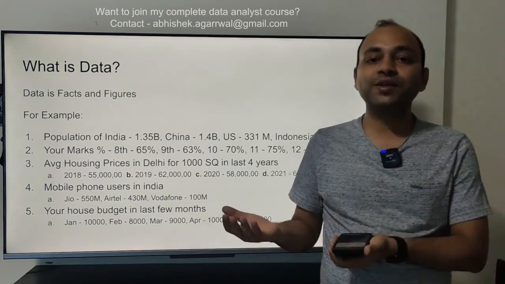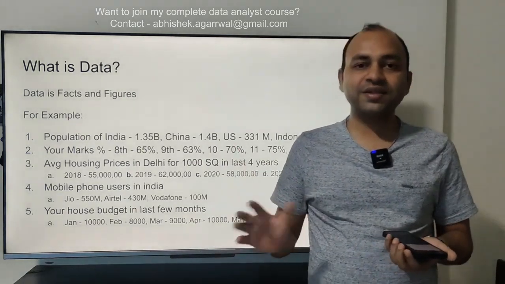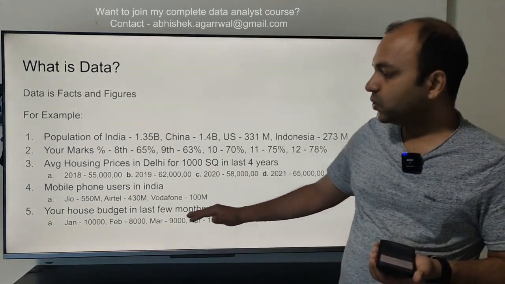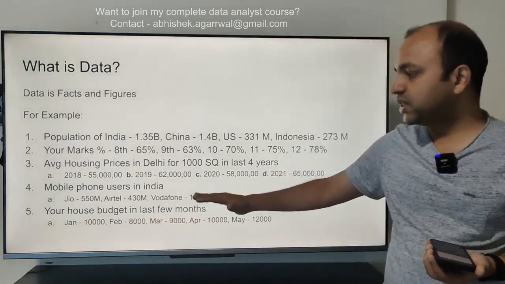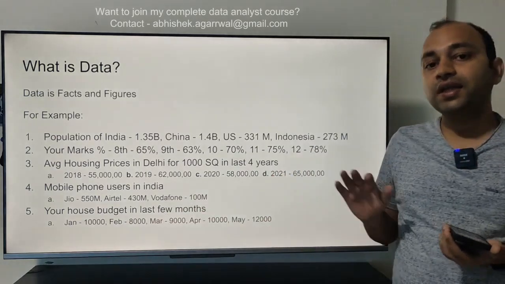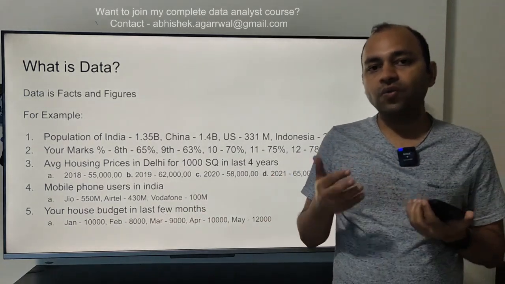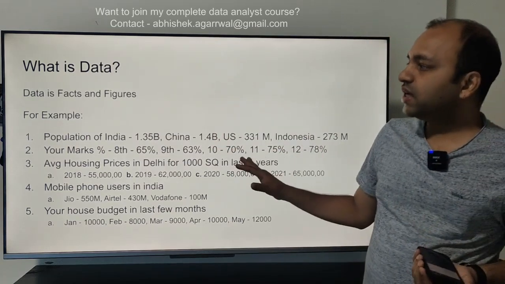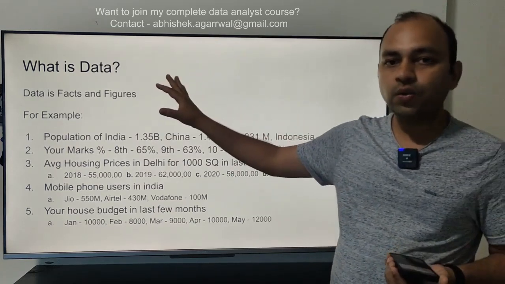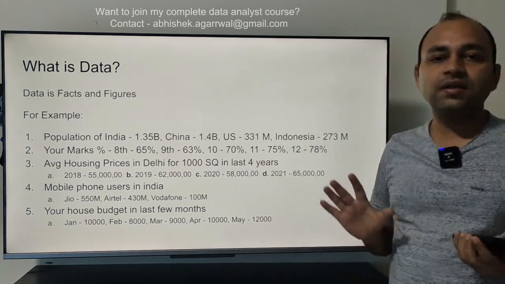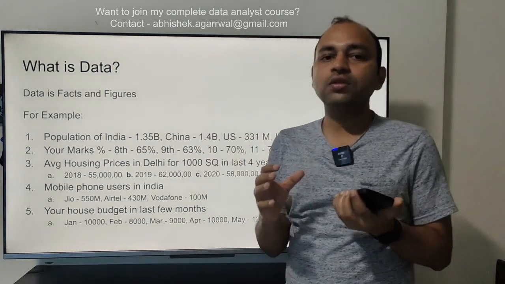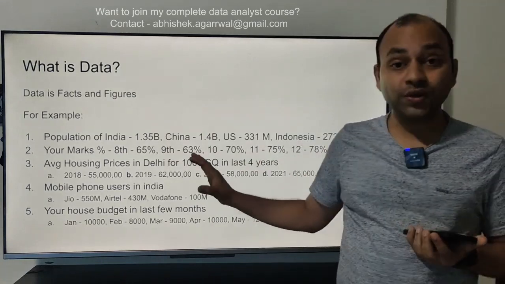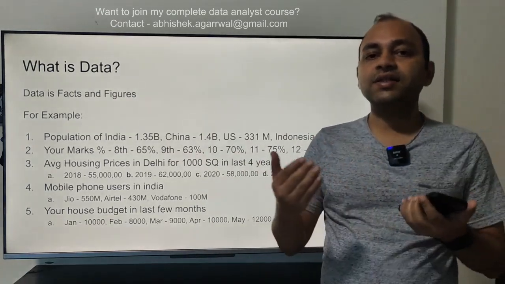Let's say you are planning another budget like travel or something else, you can get an idea from that. But from a house budget perspective, these facts and figures give you the idea about what your expenses are. So these are 5 different examples. With the help of that, I wanted to tell you that data is nothing but a collection of facts and figures, right? And when they come together, analysis starts happening.